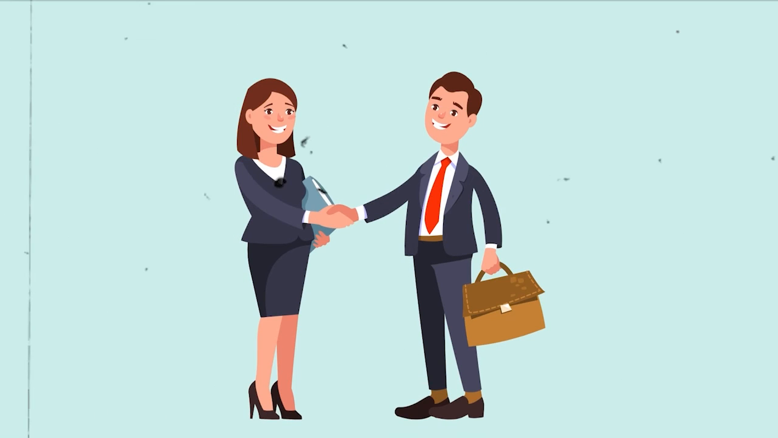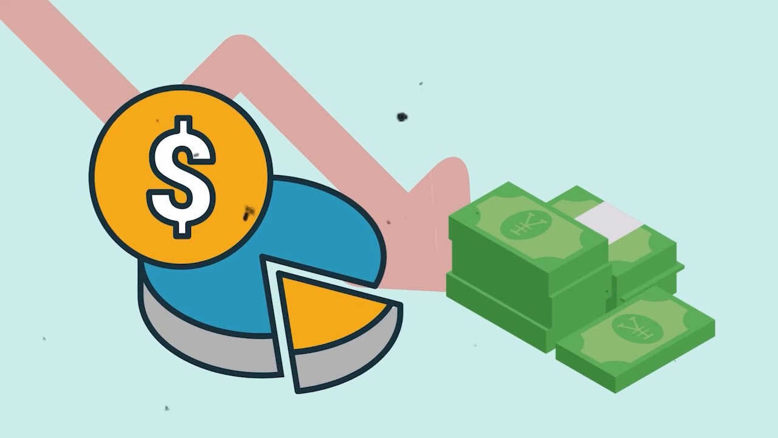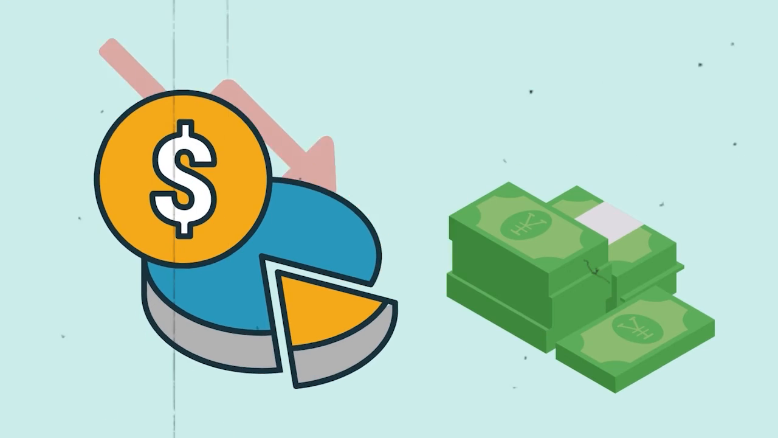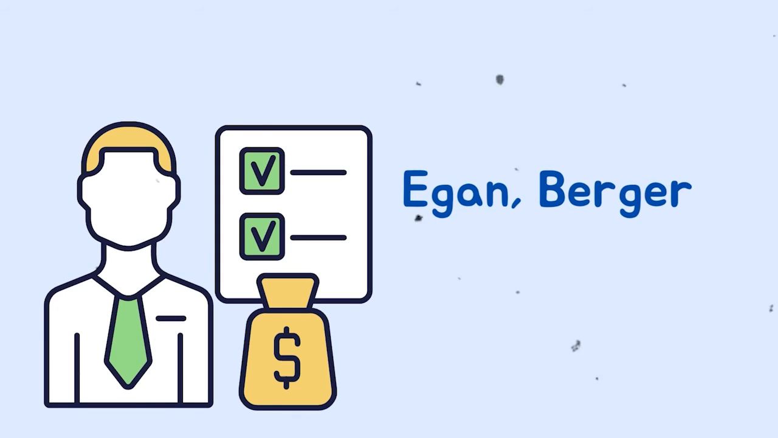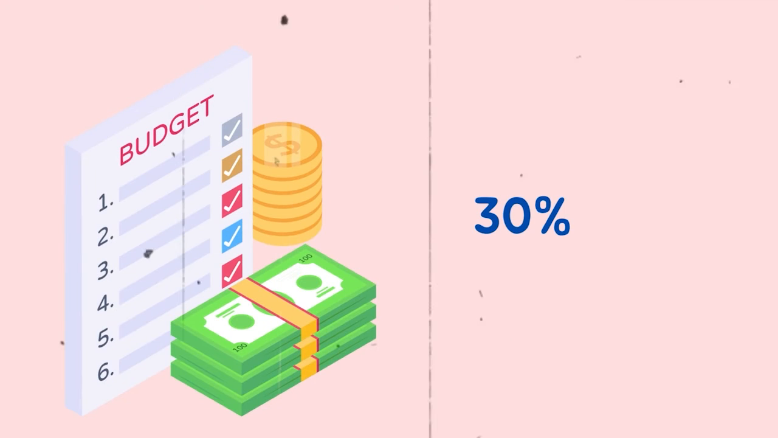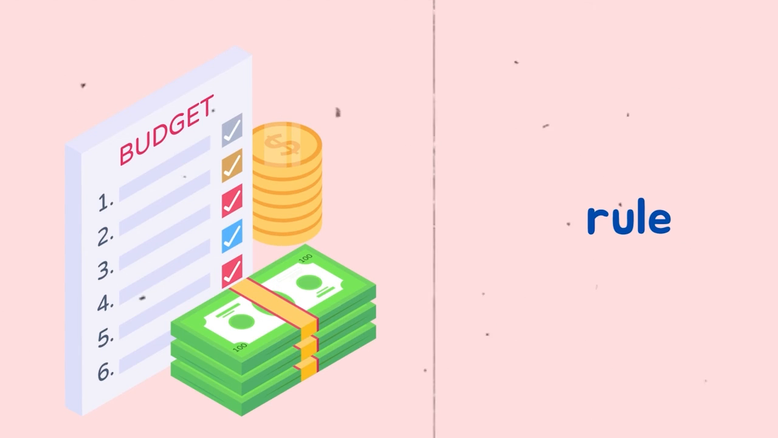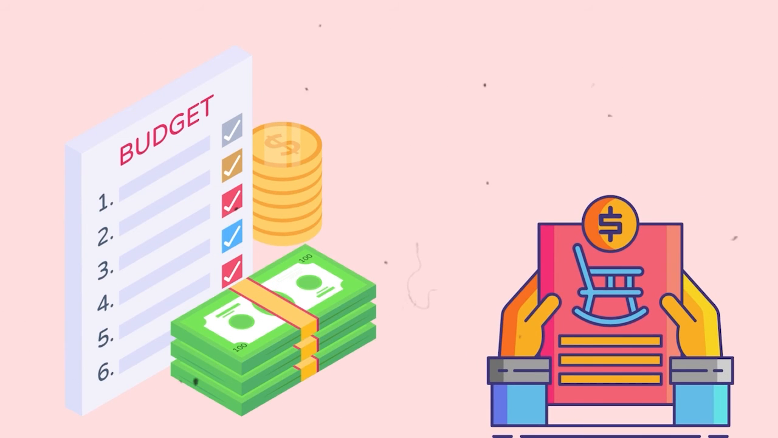Financial advisors believe that the more money you spend on housing, the less money you have to spend on other things. A financial planner and partner at Egan Berger & Weiner LLC, a retirement planning and investment management firm, says that sticking to the 30% rule also allows you to save for other financial goals, like retirement, without having to cut back on your current standard of living.